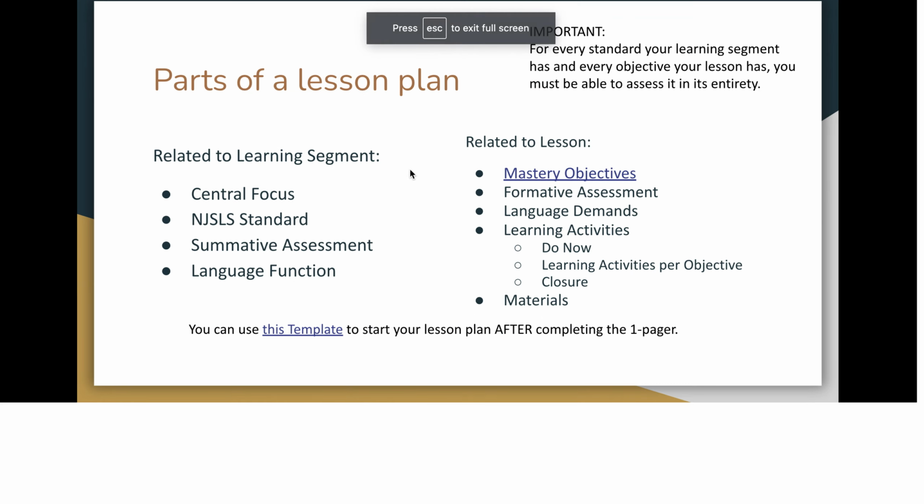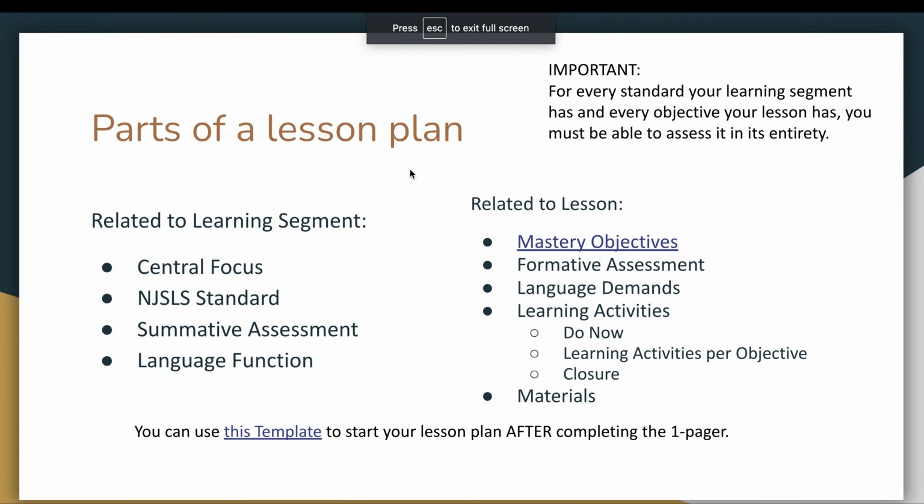Okay? But you can't lesson plan without those things. Once you have those things, we can get into the actual lesson plan. Okay, we can actually talk about, okay, I know what I want to do in lessons 1, 2, 3, 4, and 5. What is that going to look like? And so when we lesson plan, we call it a lesson plan, but it really has two components. Some of the components are related to the learning segment. Some of the components are related to the lesson.